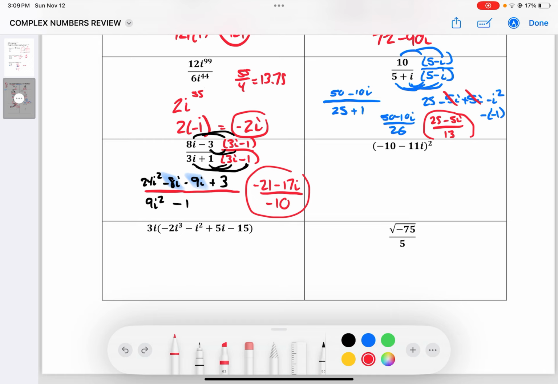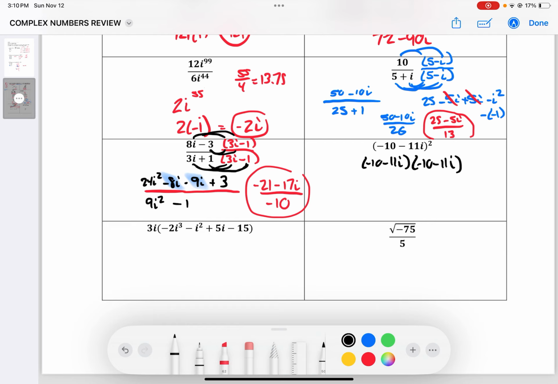Negative 10 minus 11i squared. Do not do negative 10 squared minus 11i squared. Do not do that. This minus sign in the middle tells us that we're not allowed to use our power rule. We instead have to write it as repeated multiplication. Squaring just means you multiply it by itself.